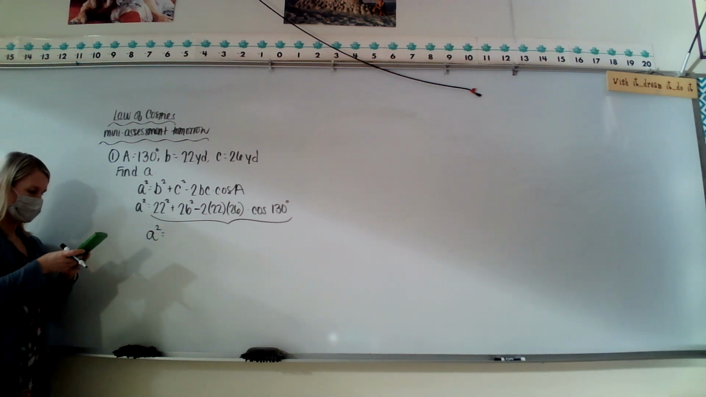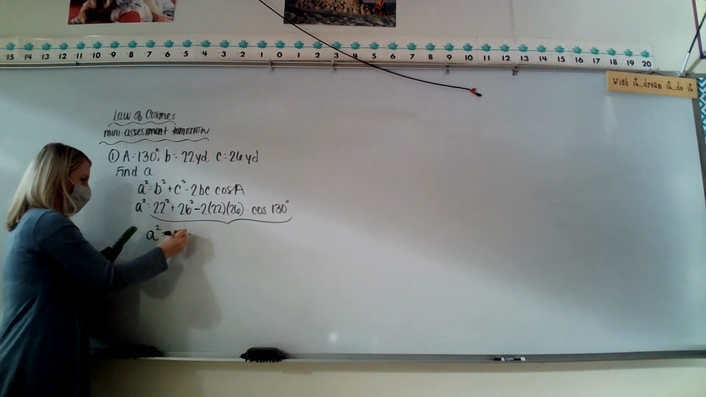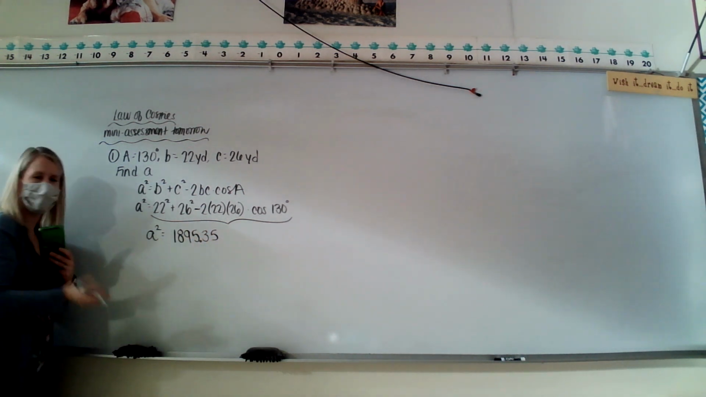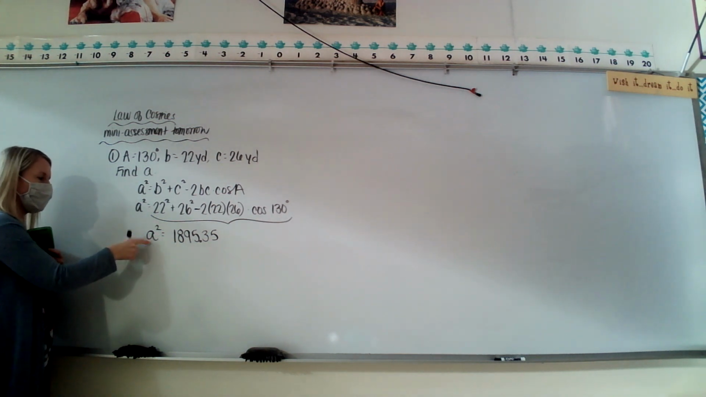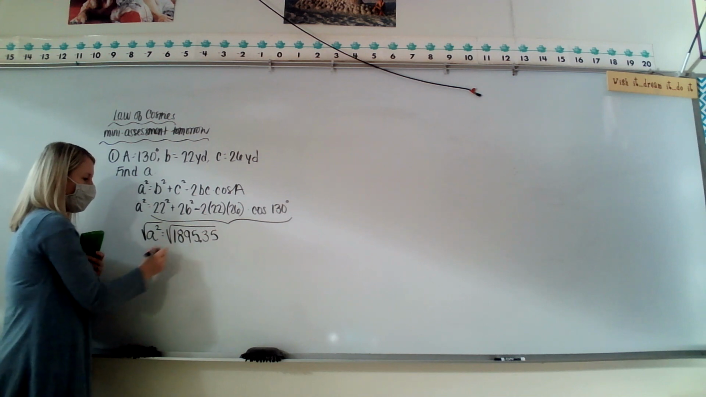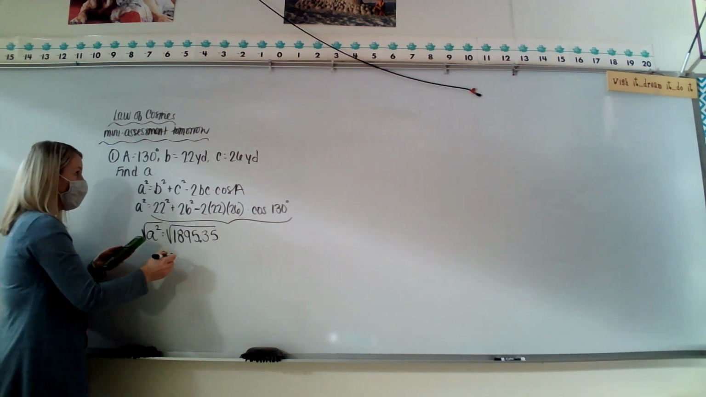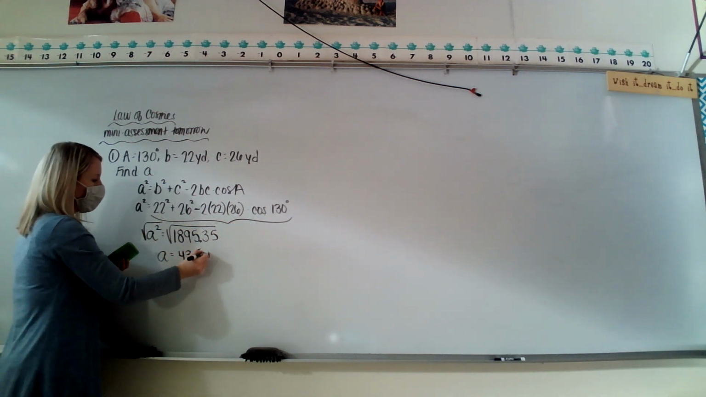That's fine, okay. 22 squared plus 26 squared minus 2 times 22 times 26 times cosine of 130. That makes more sense. I don't know what I did before. It's 1895.35-ish, so you can round a little bit, that's fine. Remember, that's not your side. That would be a crazy side. That's a squared, so you have to take the square root of both sides. Once I do that, that gives me my final side of about 43.5, and that would be yards.